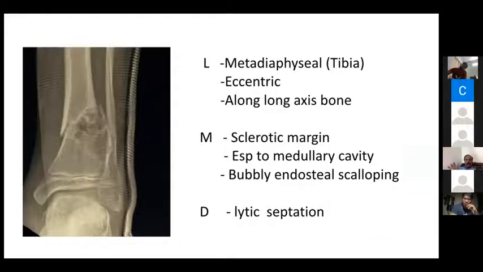So this is what I was talking about. Whenever you talk about anything, your location comes first. If you look at the location, it is metadiaphyseal. It is in the long axis of the bone. What does in the long axis of the bone mean? You will understand that. A long lesion in a long bone, if it is benign, think about a fibrous lesion. That's a dictum. That will give you the clue towards a fibrous lesion. Then it's got a sclerotic margin, then the bubbly endosteal scalloping and the lytic features.